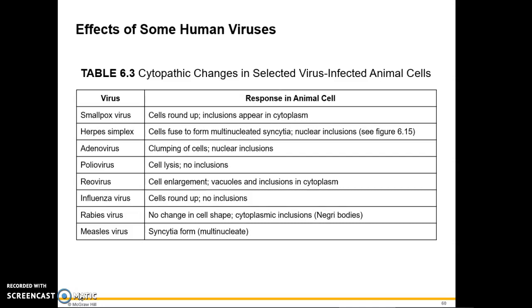The rabies virus does not change the cell shape, but it does cause cytoplasmic inclusions called negri bodies to form in the cytoplasm. And then finally, the measles virus causes syncytia to form, and you end up with these multinucleated cells, similar to what happens with the herpes simplex virus.